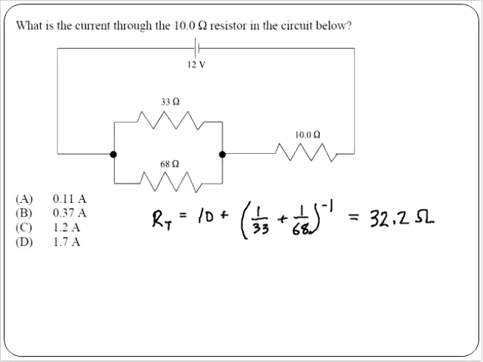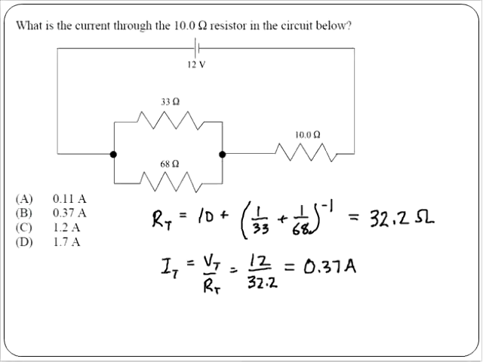Okay, and the other difference, by the way, in the other one, there was a 2 ohm resistor instead of a 10. But anyway, there's the total resistance. Now I can find the total current because it's just V over R, VT over RT, which is 12 divided by 32.2, and the answer is 0.37 amps.